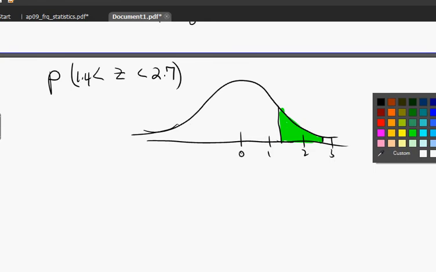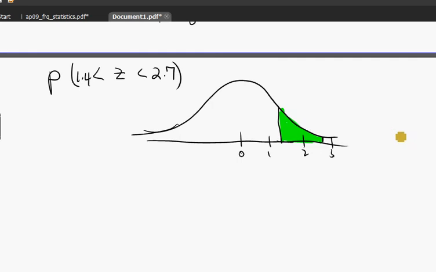So wait, you can do this one with the table? Yes, but you said it only works for infinity. So how can I do this one with the table? Oh, I know. Would you go over to the negative and find the Z-score for negative 1.4, and then take positive 1.4 minus that Z-score?